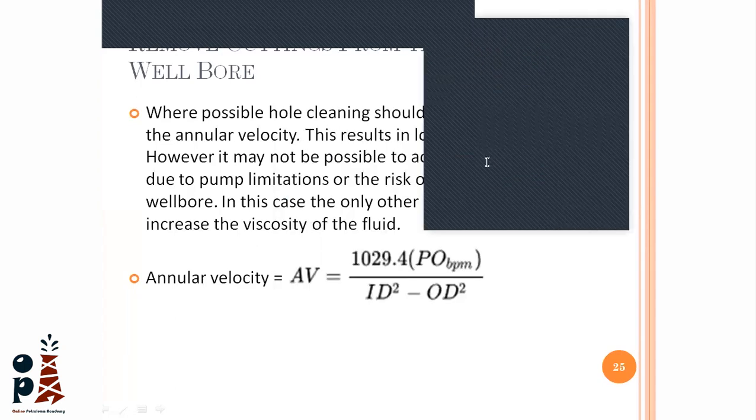Okay, BO is the pump output, and the pump output will be in barrel per minute. It's like gallon per minute. Then ID of the hole, OD of the drill string. Okay, clear now?